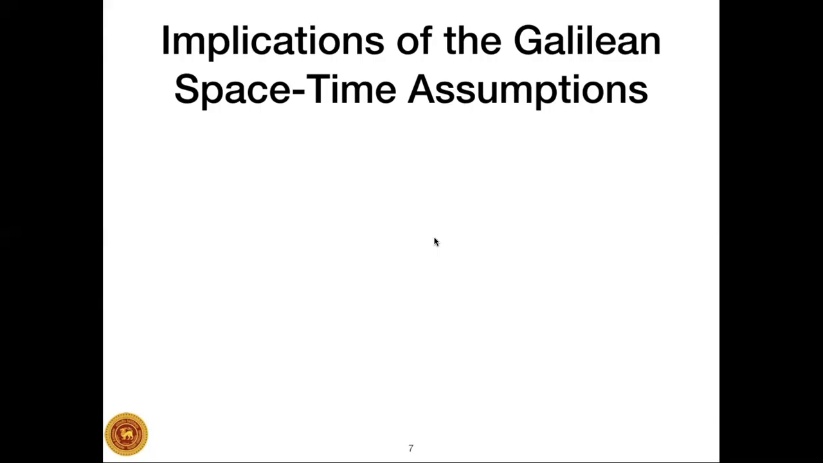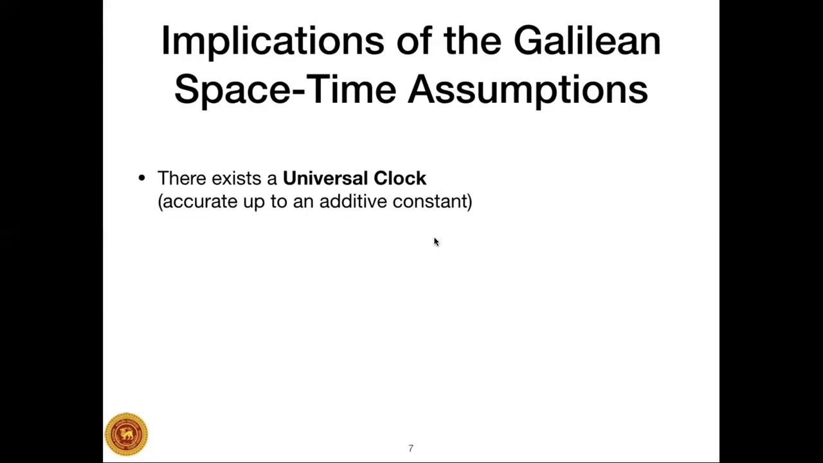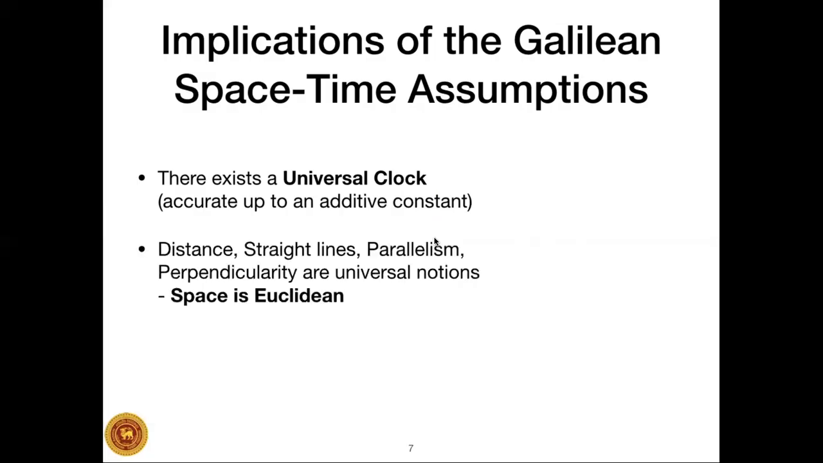The next few slides, we will concentrate on figuring out the implications of these assumptions. So the first thing, as I was talking about before, is that there is a universal clock. Because time is independent of space and independent of observers, one can construct a universal clock. And since it is homogeneous, we can zero the clock at any point in time or at any place. So that clock will be accurate up to an additive constant, depending on where you have zeroed it. For example, we have taken the Greenwich mean time to be 0, and it could very well have been Indian Standard Time or some other point in time, point in space.